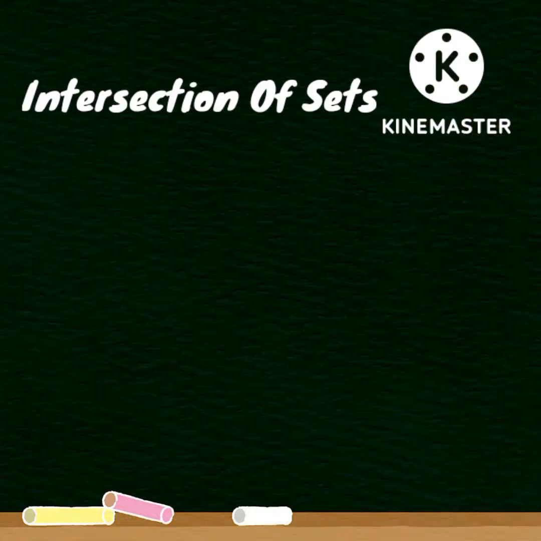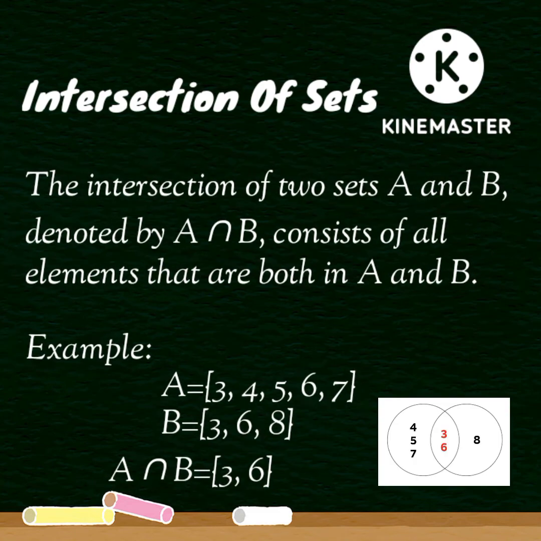Intersection of sets. The intersection of two sets A and B, denoted by A intersection B, consists of all elements that are both in A and B. Example, set A has 3, 4, 5, 6, 7, and set B has 3, 6, 8. So, the idea here is to find what is common in set A and set B. So, the answer is 3 and 6.